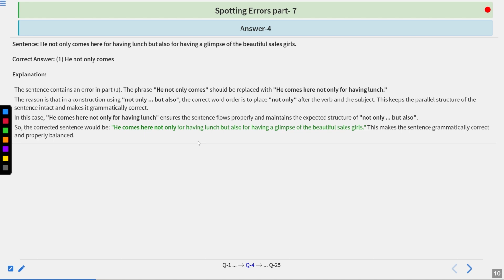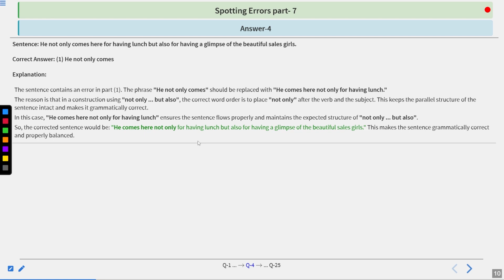The reason is that in a construction using not only but also, the correct word order is to place not only after the verb and the subject. This keeps the parallel structure of the sentence intact and makes it grammatically correct. In this case, "he comes here not only for having lunch" ensures that the sentence flows properly and maintains the expected structure of not only but also.